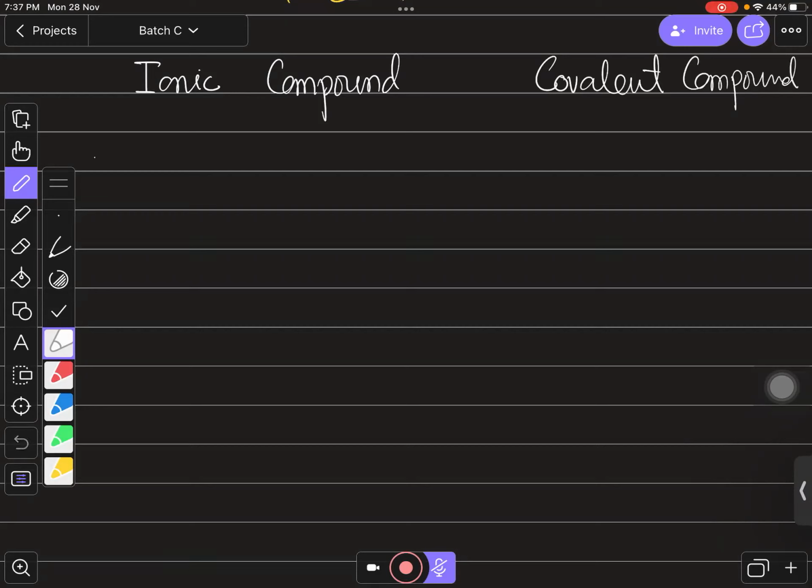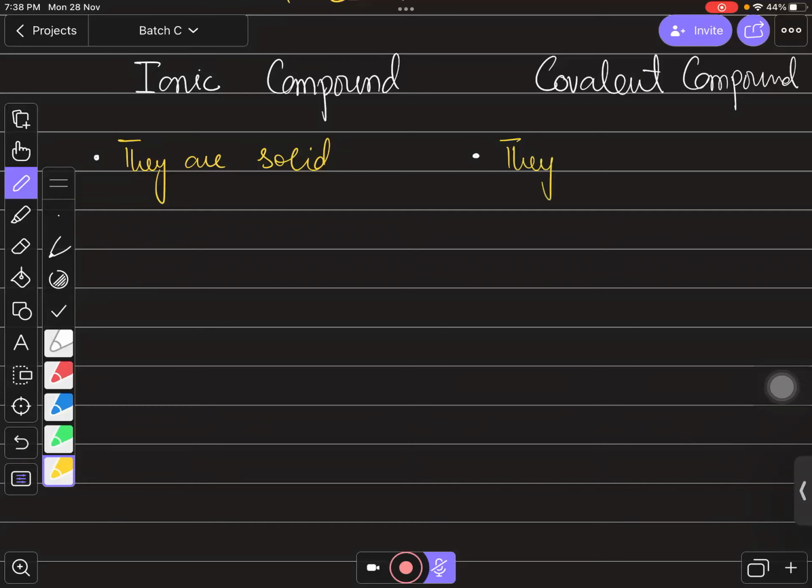What about ionic compounds? Children, what did we write as the first physical property of ionic compounds? They are mostly solid at room temperature. If you have experience of NaCl in your house, which is common salt, it is solid. And covalent compounds are mostly liquids.